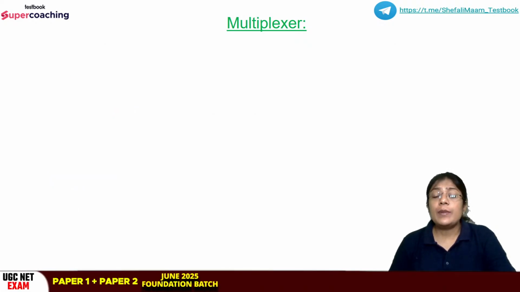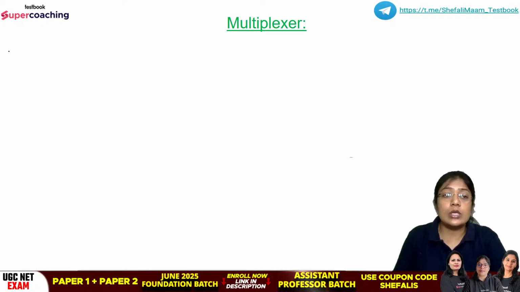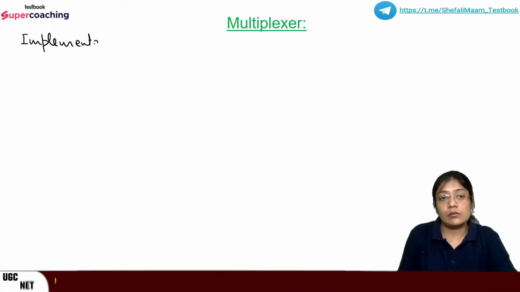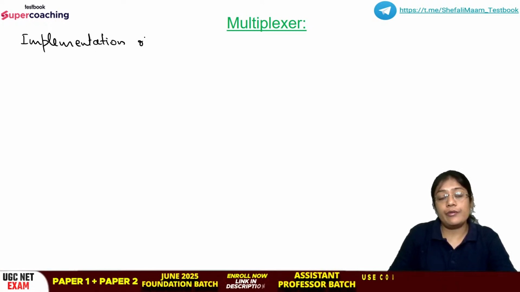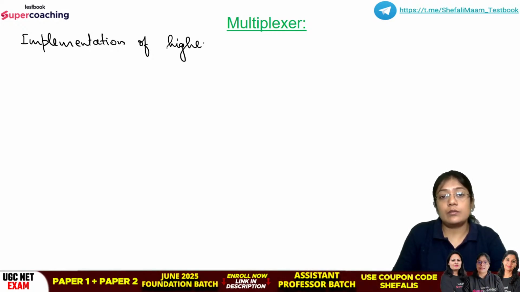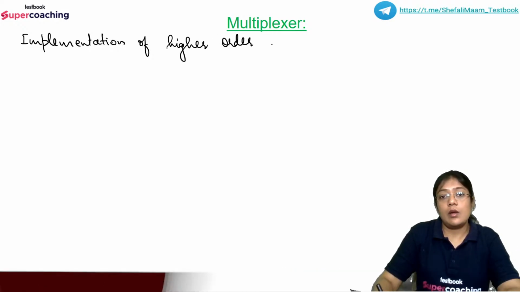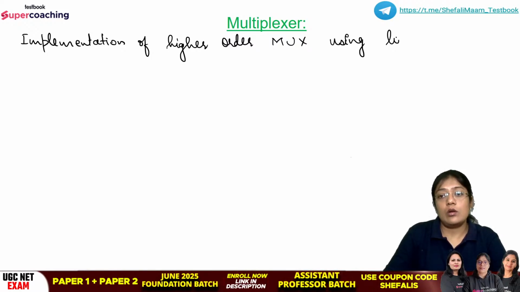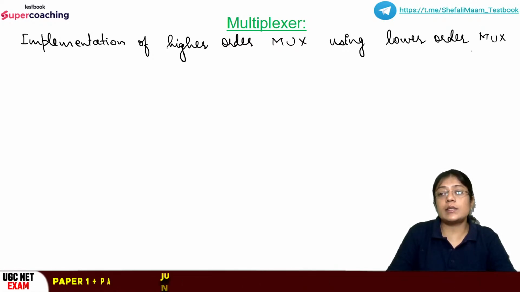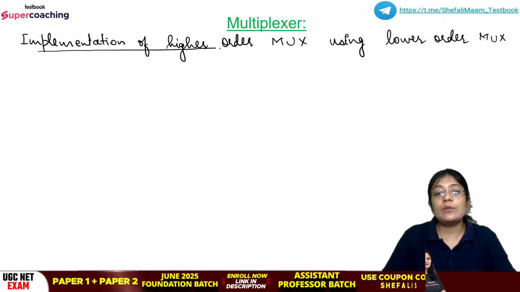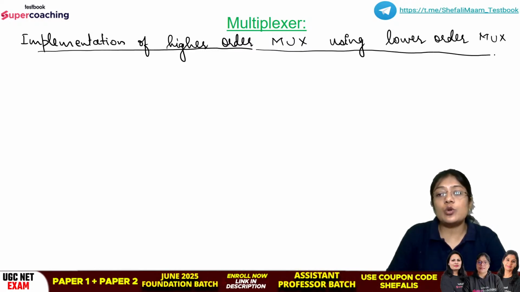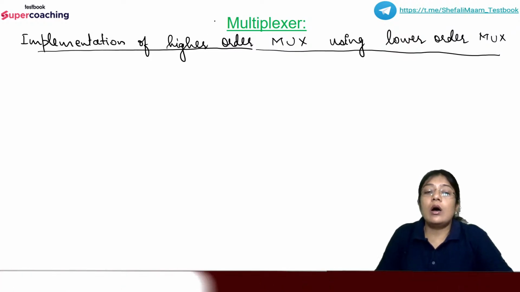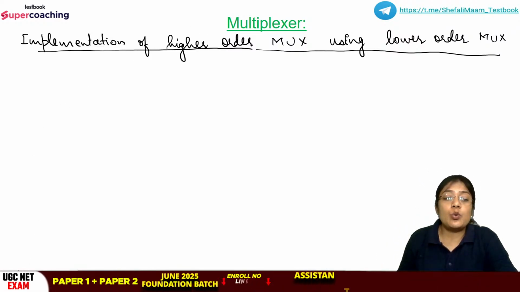The third type is implementation of higher order mux using lower order mux. Mux is multiplexer. That means a higher order multiplexer is given to me and I want to implement it using lower order multiplexers. For example, I want to implement a 4:1 multiplexer.